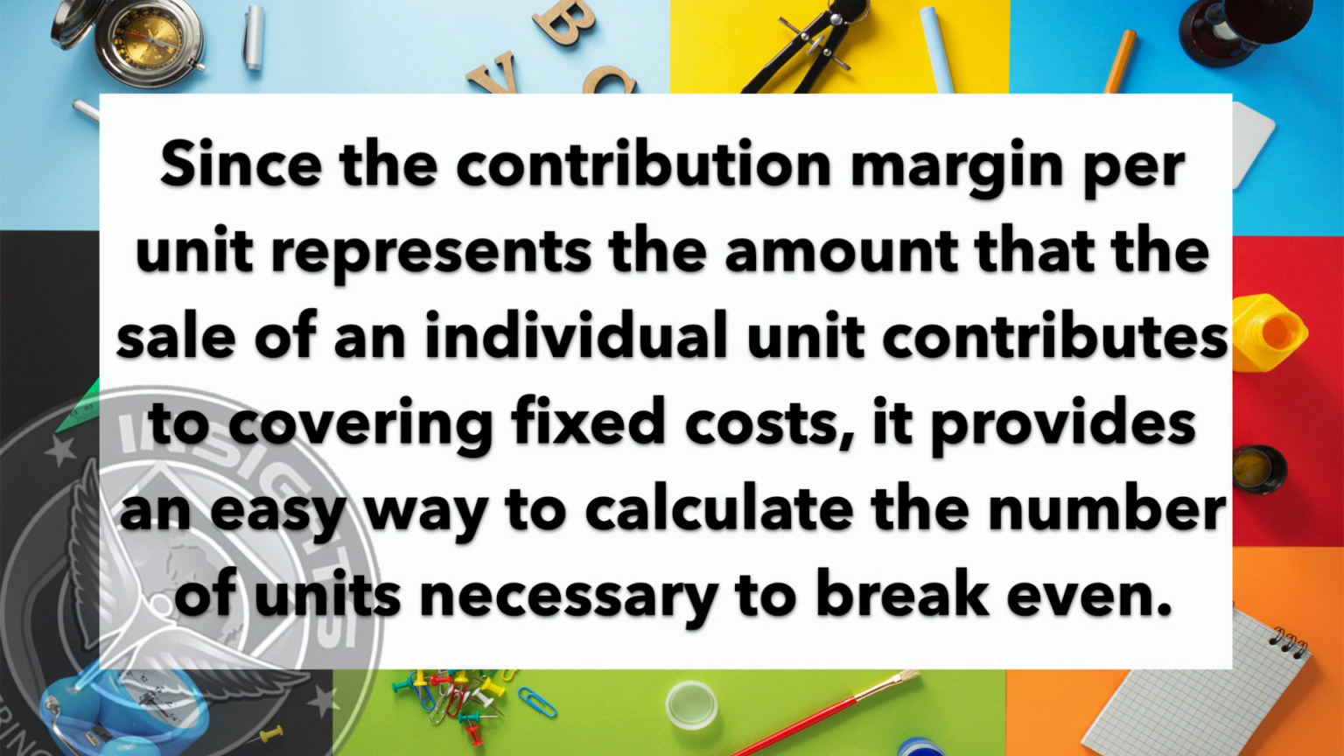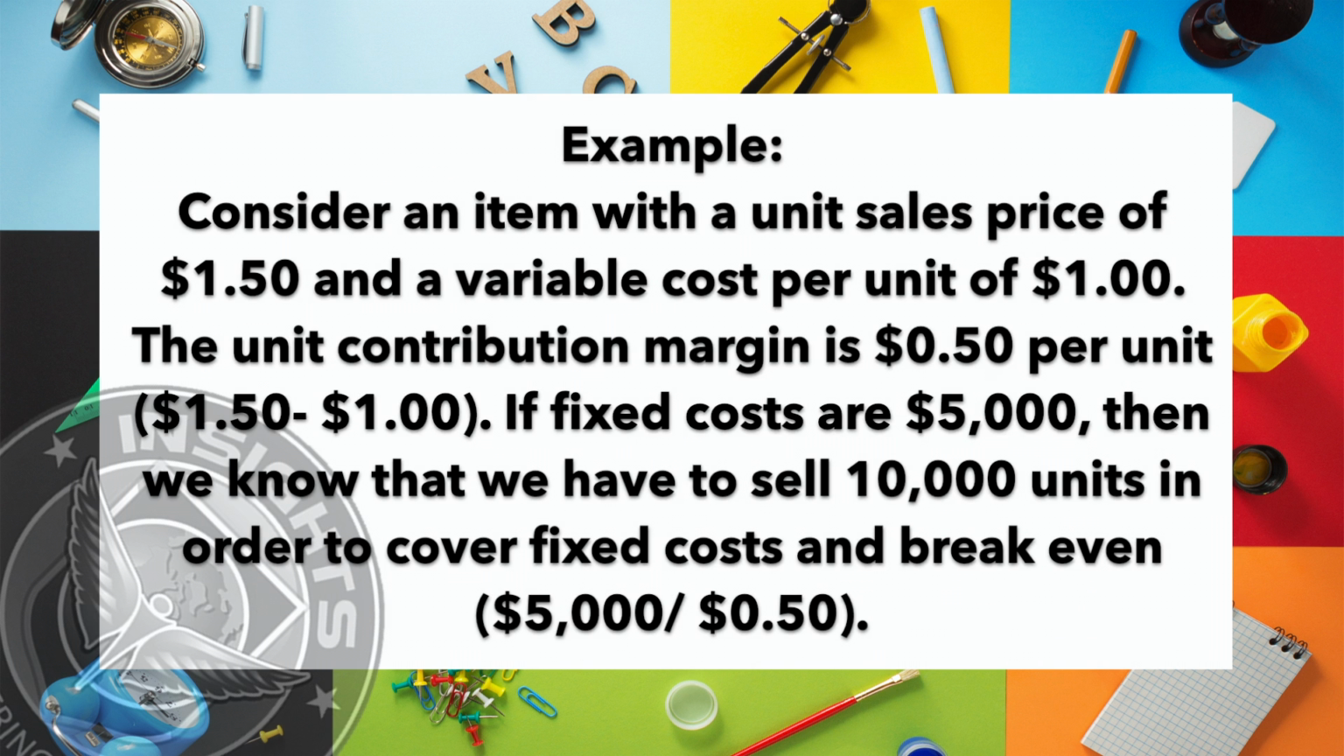Since the contribution margin per unit represents the amount that the sale of an individual unit contributes to covering fixed costs, it provides an easy way to calculate the number of units necessary to break even. For example, consider an item with a unit sales price of $1.50 and a variable cost per unit of $1. The unit contribution margin is 50 cents per unit.